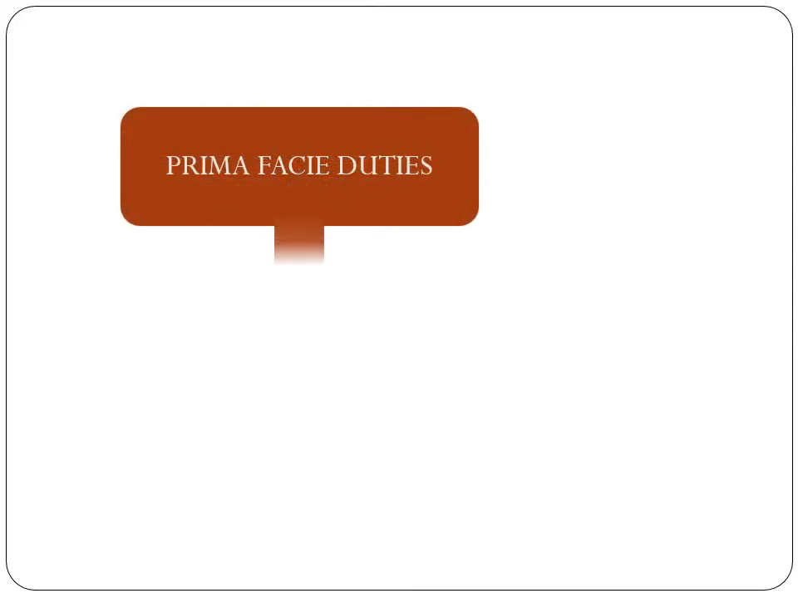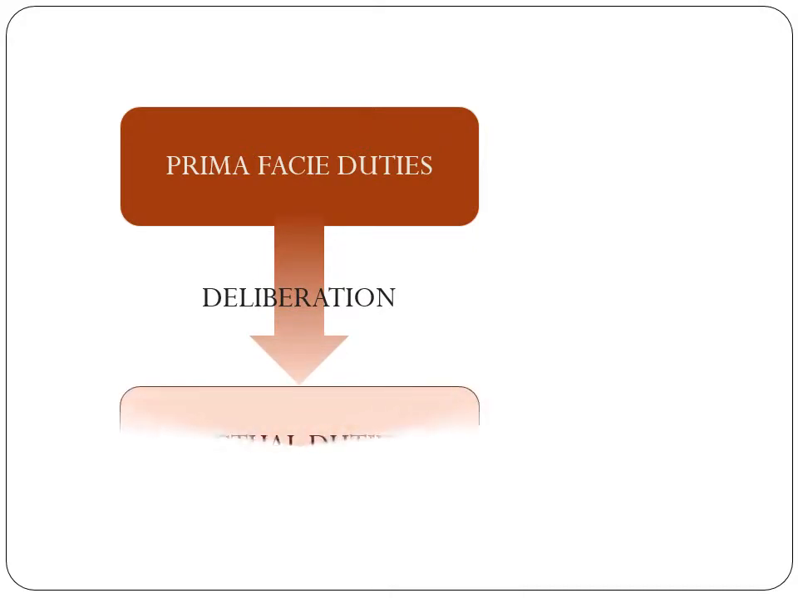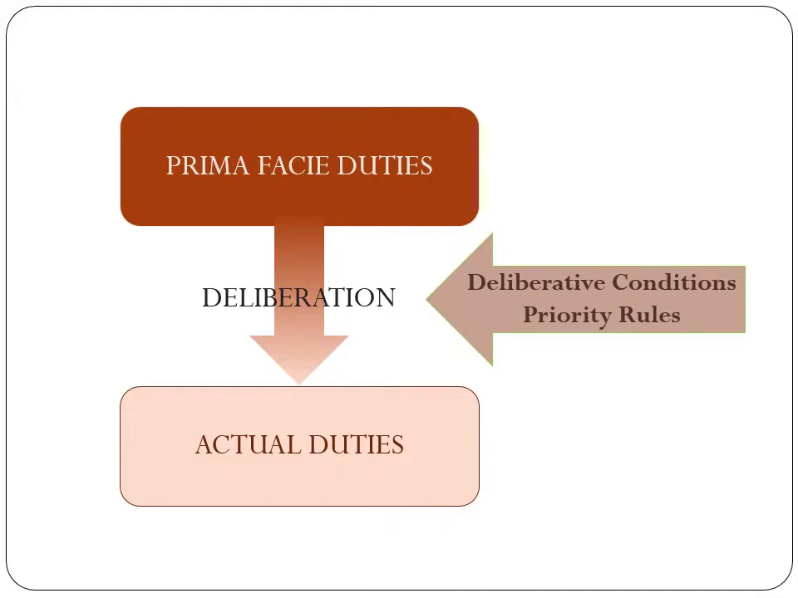So, here's the basic outline of the Ross-Garrett model: prima facie duties, deliberation, actual duties. We should first identify the prima facie duties that apply to the situation under consideration. We should then deliberate over any conflicts that arise among those duties, utilizing applicable deliberative conditions and priority rules. And finally, from that deliberation, we should determine what our actual duty is in this situation.